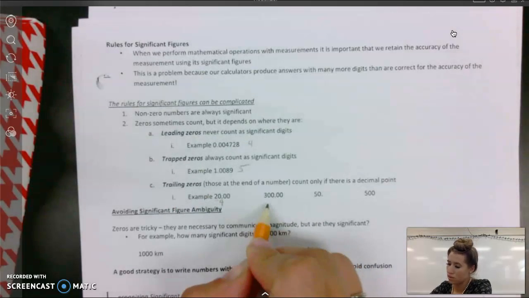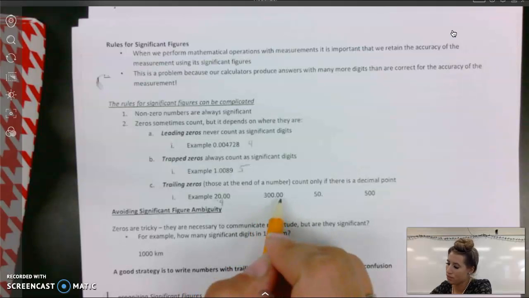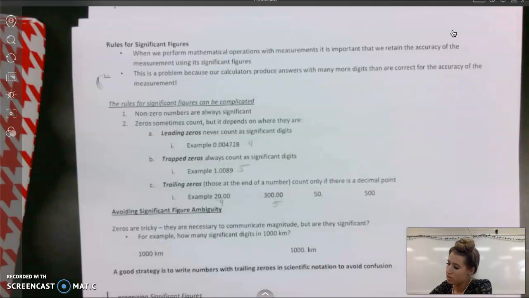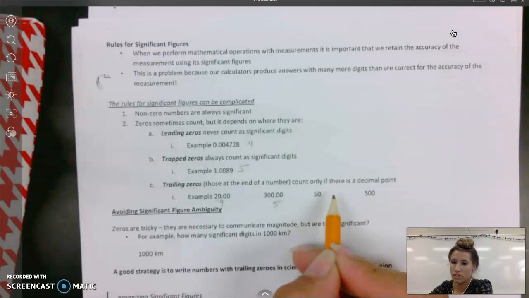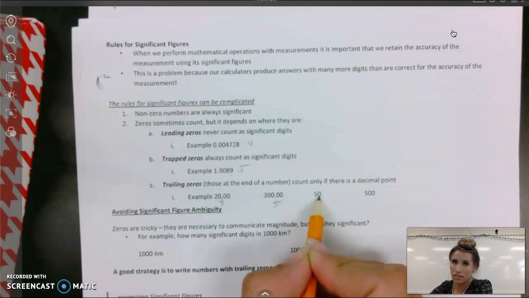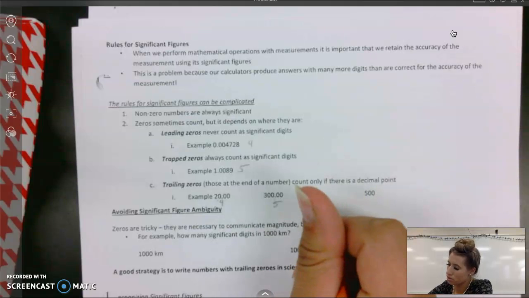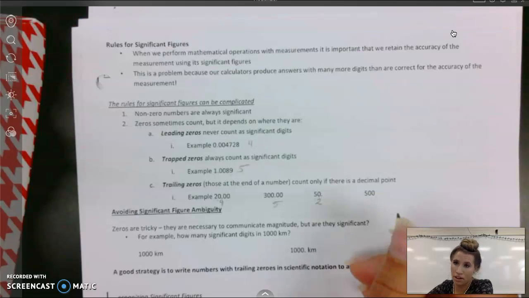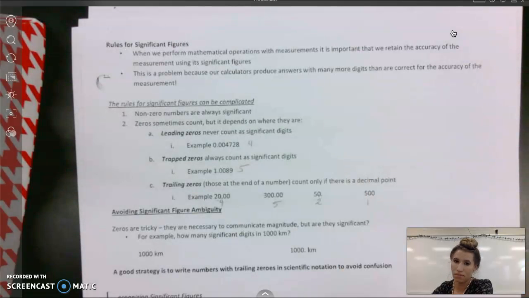Okay. This one, same idea. All those are significant because of the decimal place. So we have 3, 4, 5 sig figs. Now this trailing zero is significant because of the decimal place. So the 5 is significant and this 0 is significant. So we have 2 sig figs. Here, these trailing zeros are not significant because there's no decimal place. So the only digit there that is significant is the 5. And so we have 1 sig fig.